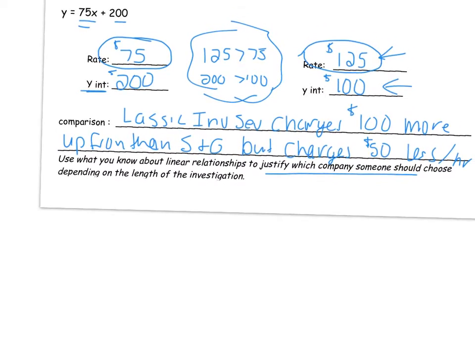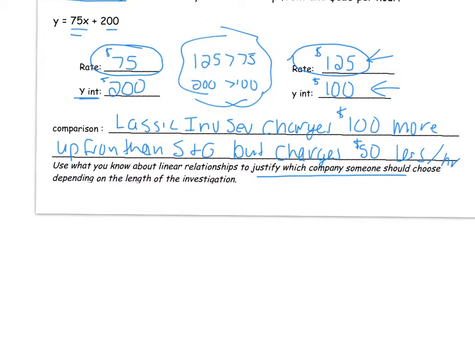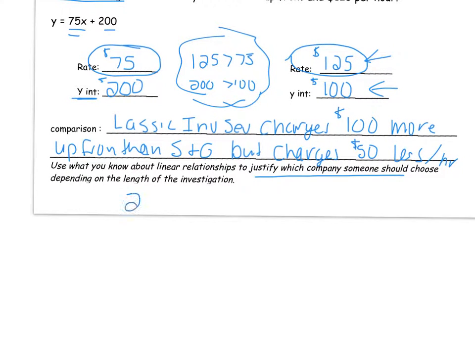So we could figure out, using what we know about solving systems, to solve this. If we wanted to figure out when they would be equal, 200 up front plus 75x, x being the number of hours, when is that going to equal 100 up front plus 125x? We could solve that system to see when they would be the same, and up to the point where they are the same, Sean and Gus would be the better deal, but after that point, Lassie Investigative Services would be the better deal.